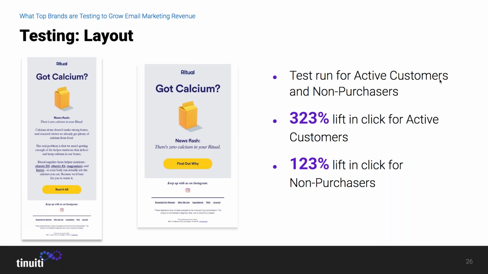It was run for active customers and non-purchaser groups separately, and there was a 323% lift in clicks for active customers back to the site, which is huge. And then a 123% lift in clicks for non-purchasers. So there's value in both audiences seeing less text, but still getting the gist of what our messaging is. And that's talking again about simplifying our designs, making them visually interesting, but keeping text short and sweet.